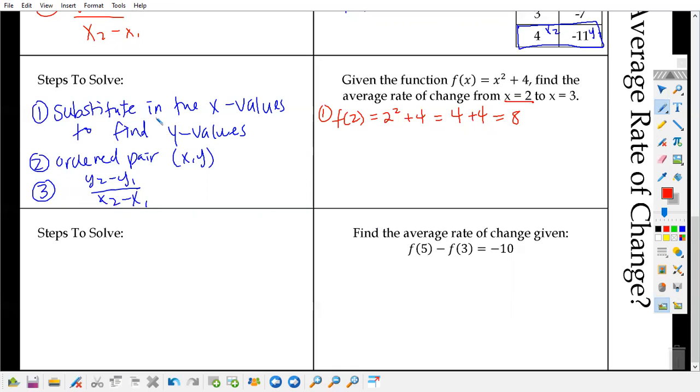We're going to do both. Substitute in the x values to find the y values. So we just did f of 2. Now we got to do x equals 3. So we're going to do f of 3 equals 3 squared plus 4. What is 3 squared? 9. 9 plus 4 equals 13.